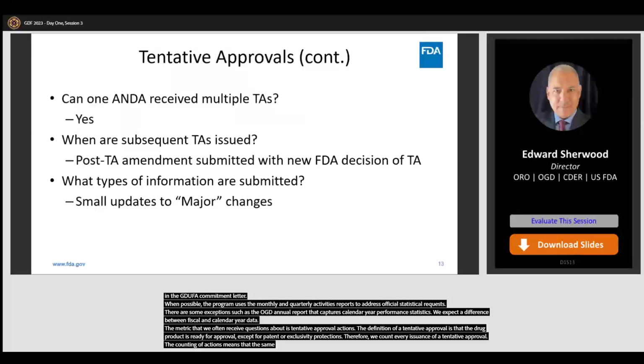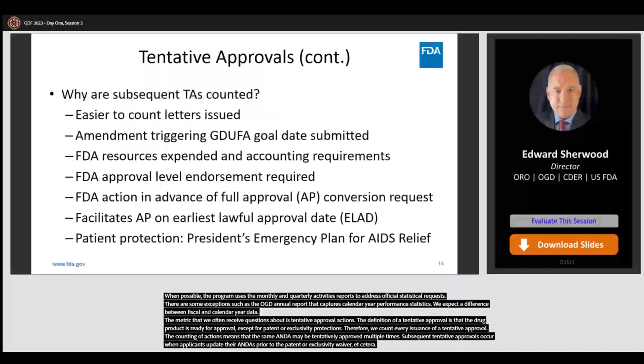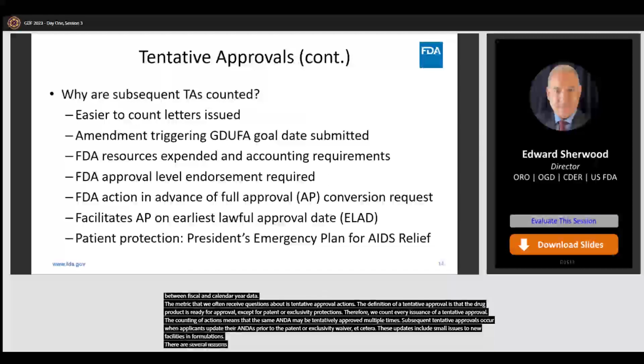Subsequent tentative approvals occur when applicants update their ANDAs prior to the patent or exclusivity expiration, waiver, etc. These updates include everything from small issues to new facilities and formulations. There are several reasons for taking this approach. It's easier to track the raw counts rather than having to research the history of the application to determine if the new tentative approval counts towards our statistics.